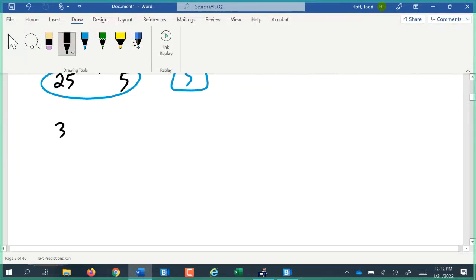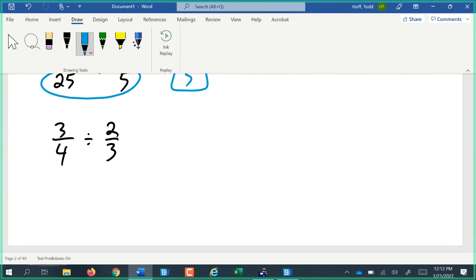3/4 divided by 2/3. If I tried to divide that out, 3 divided by 2 is like 1.5, and 4 divided by 3 is 1.3333333, repeating. It doesn't divide out nicely.